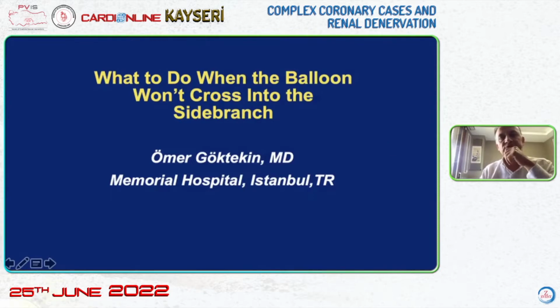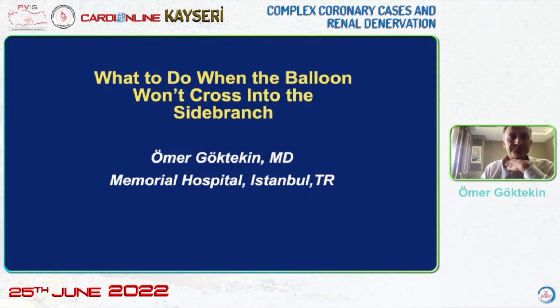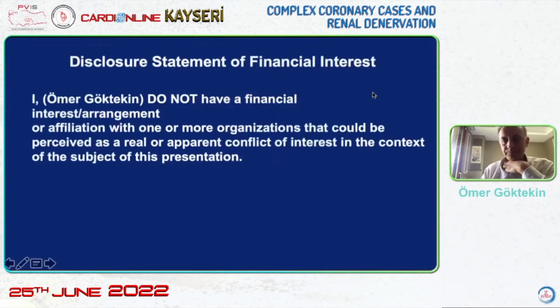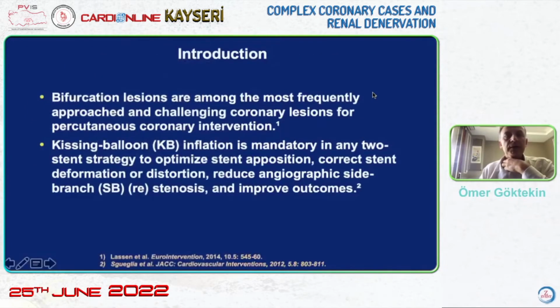What to do when the balloon won't cross into the side branch. The challenges in this: Taner made a very nice presentation, and he summarized some very important things. This speech will be like an exemplary case. It's about what to do when the balloon won't cross into the side branch. We are in the side branch, but the balloon cannot cross. So what to do in these cases?